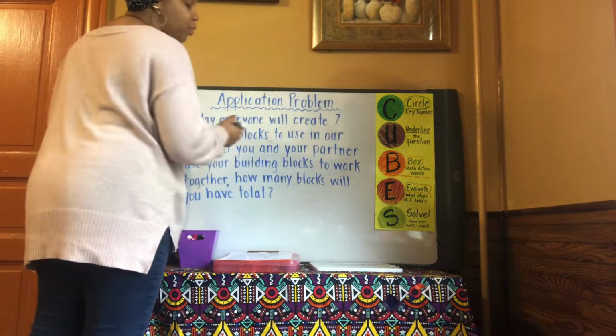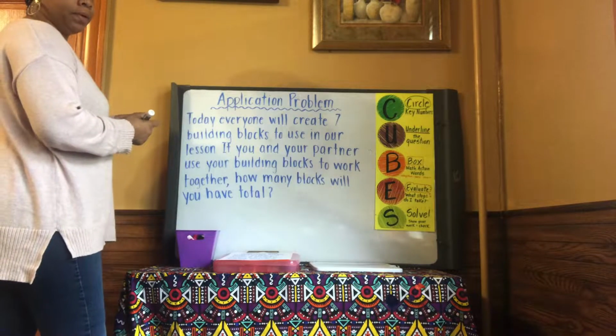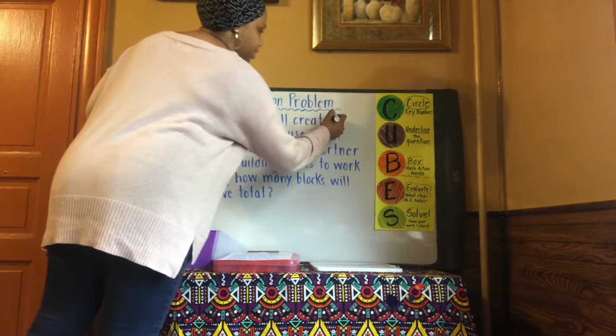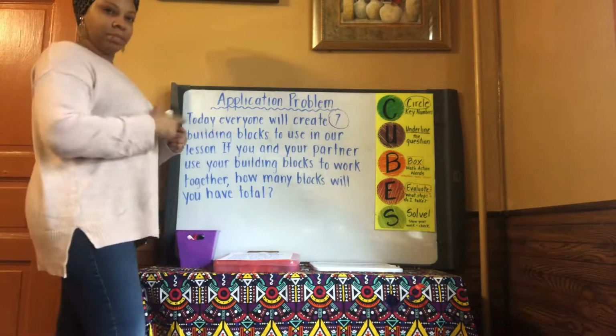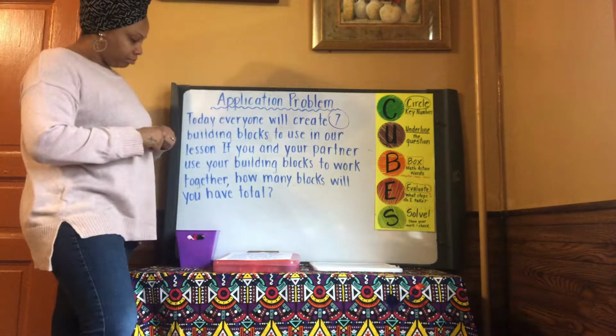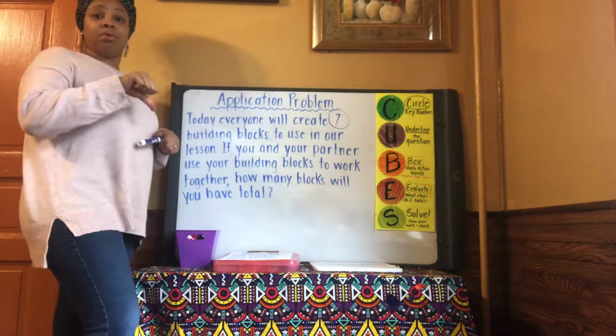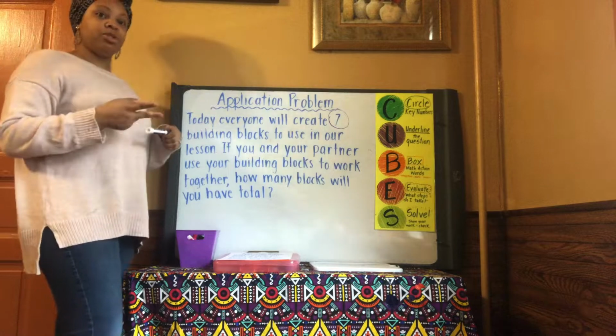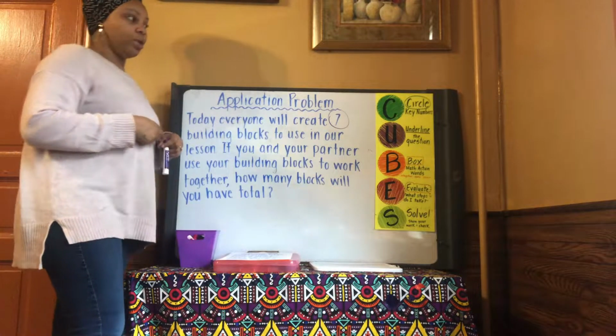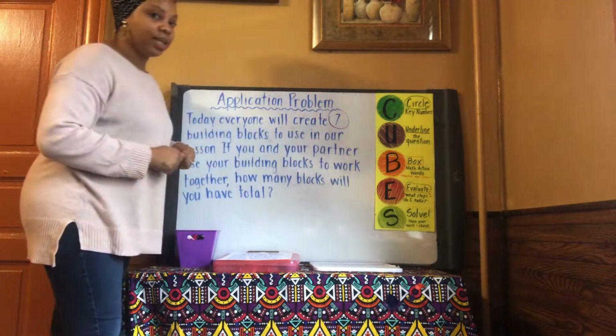And I see 1. What's our first key number, Congo? Very good. It's 7. Do you see any more numbers in this problem? Yes or no? No, I don't see any more either. So now we can move on to step 2 of our cube strategy, which is our U. Underline the question.